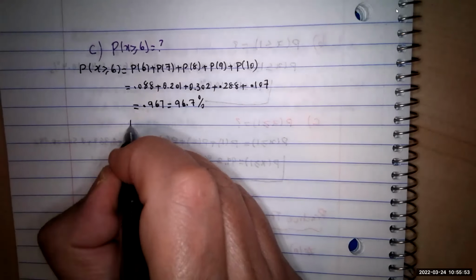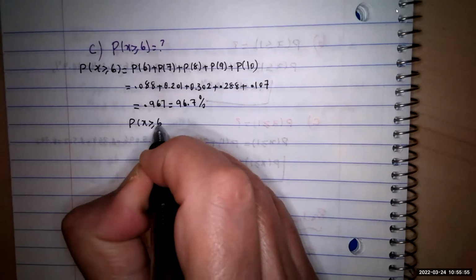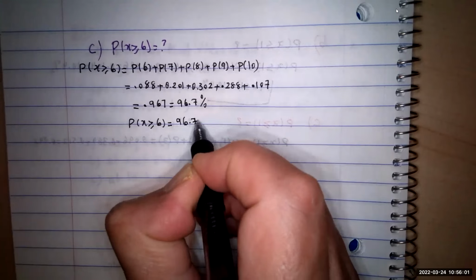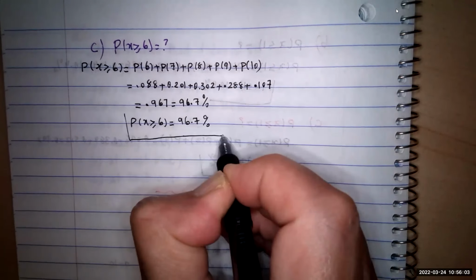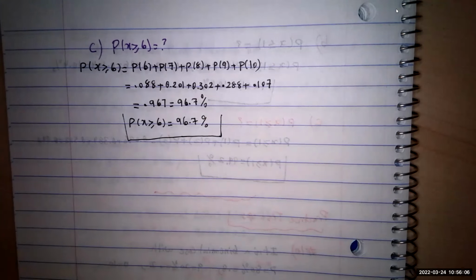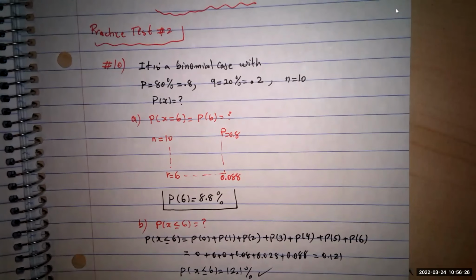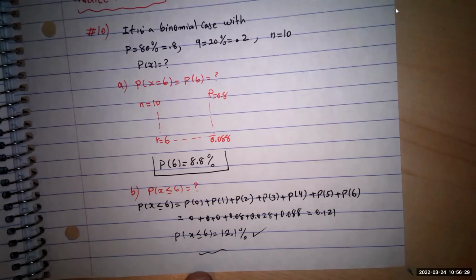Okay, so the probability of getting at least 6 households having internet access is going to be 96.7%. Any question? So it's a very easy problem, really. They ask you to compare them together. Which of these are most likely to happen? As you can see, for part C, 96.7% chance. The other parts, you get 80.8% and 12.1%.